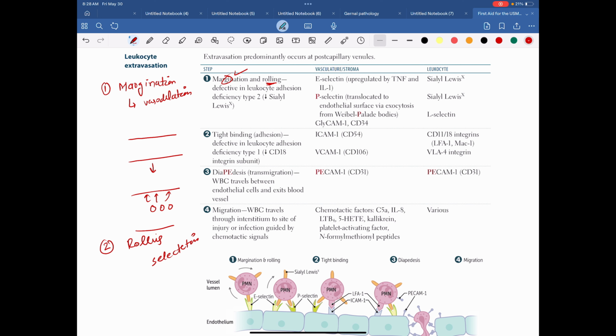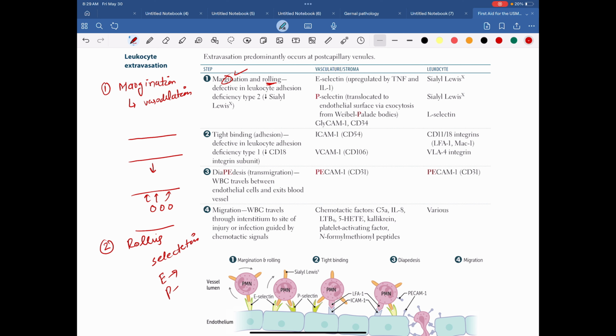and those Weibel-Palade bodies are going to release P selectin only when there is a production of histamine, because histamine is going to mediate the P selectin release from the Weibel-Palade bodies. Then also we have the E selectin. Basically you guys have to remember, it is induced by tumor necrosis factor and interleukin 1. They will ask from you in the exam what are the examples of selectin. We have P selectin, we have E selectin. E selectin is going to be upregulated by tumor necrosis factor and interleukin 1.